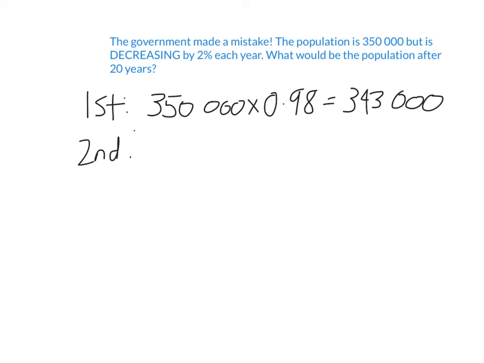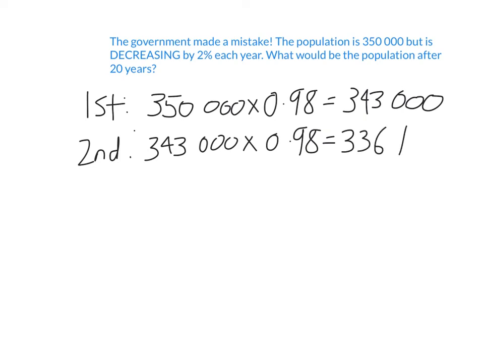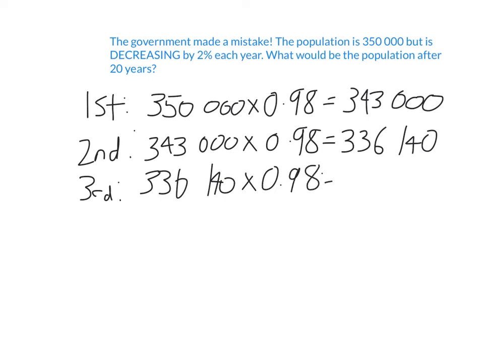So if I do this again at the end of the second year, I take my answer from the first year, 343,000, and I times that by 0.98. Again, I do that because decreasing by 2% is the same as finding 98% of the number, and I get 336,140. So I'll do this one more time. So at the end of the third year, I take my answer to the second year. Again, I find 98% of the number. And if I put that on my calculator, I get 329,417. That is to the closest whole number.